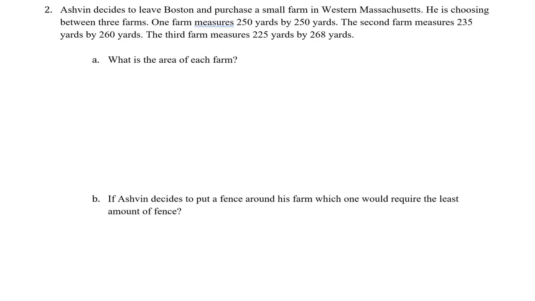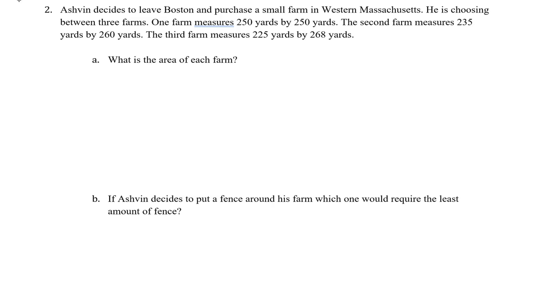Ashvin decides to leave Boston and purchase a small farm in western Massachusetts. He's choosing between three farms. One measures 250 yards by 250 yards. The second is 235 by 260, and the third farm measures 225 by 268. So let's start off by finding the area of each one of these yards.